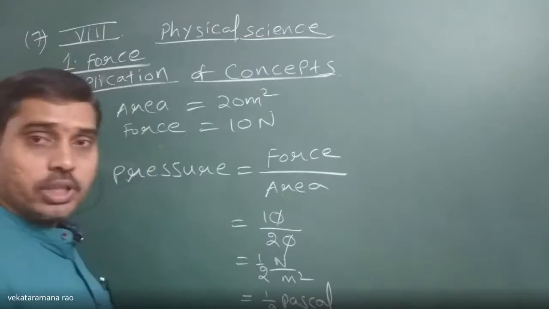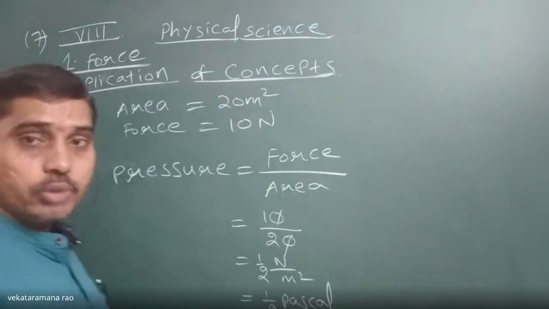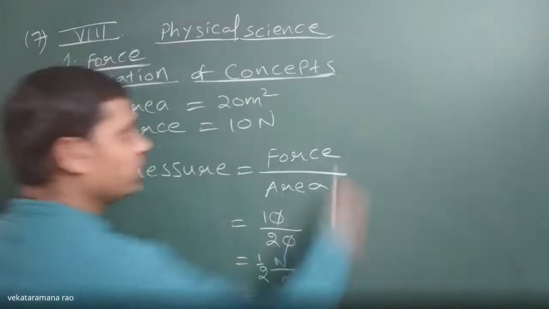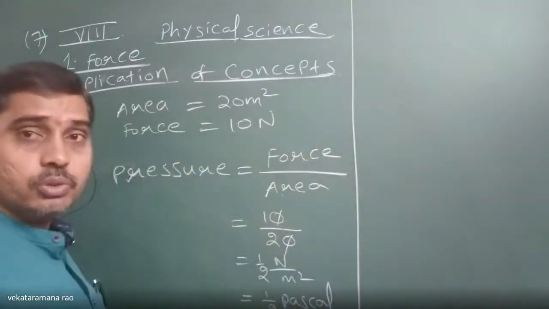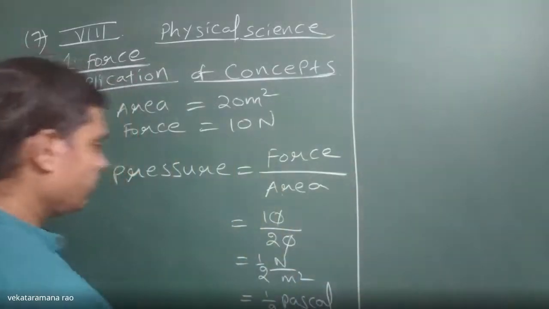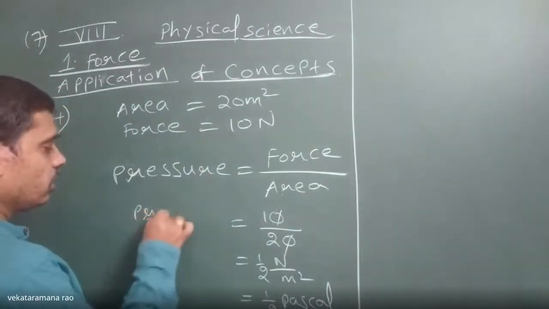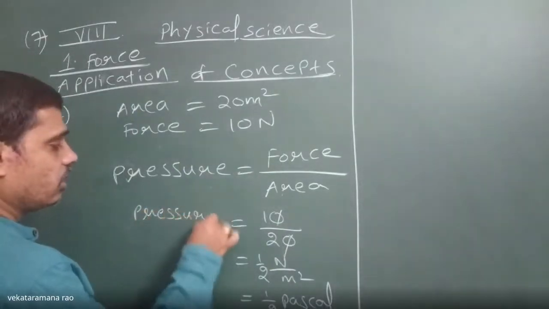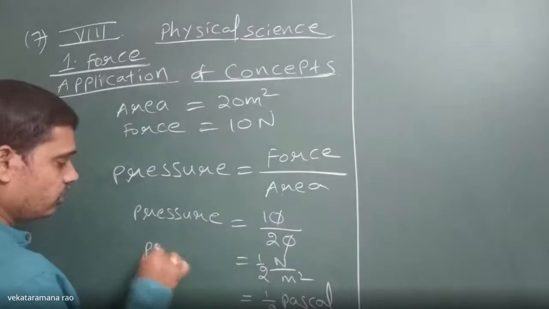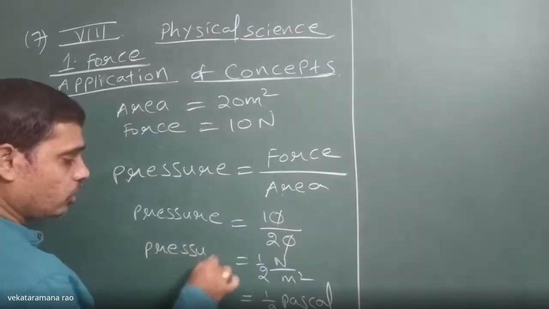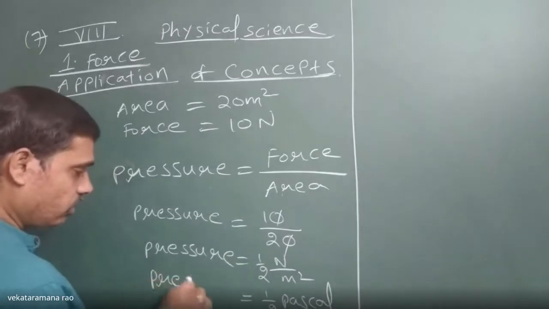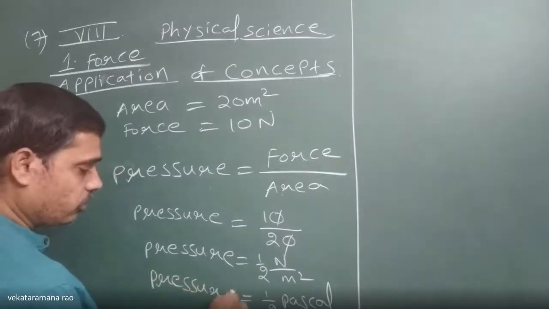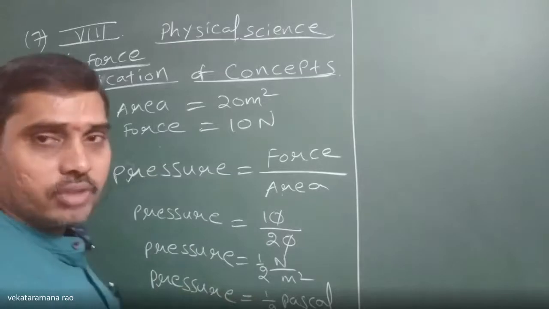Why? 1 Newton by meter square is equal to 1 Pascal. Therefore, the pressure exerted on that object is equal to how much? 0.5 Pascal, or half Pascal. By using the formula for pressure, we have done this one.